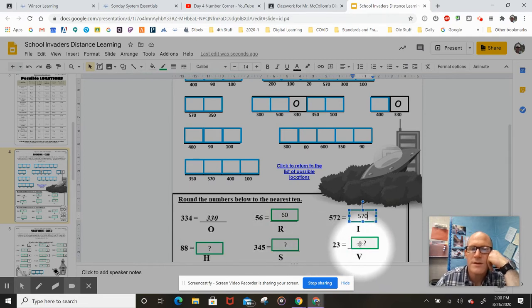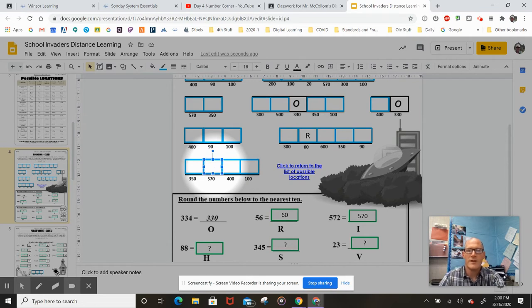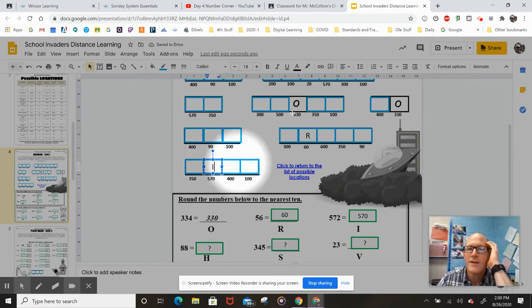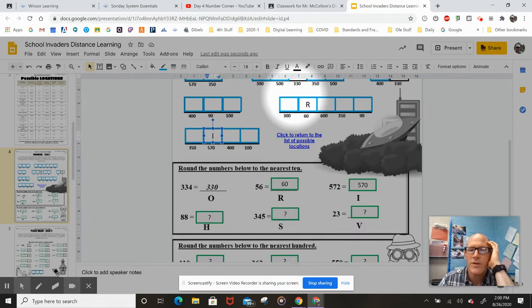And what you would do from here is anytime you see a 60 up here, you'd put a letter R. Anytime you'd see a 570, you'd put a letter I, and so forth and so on. That was the goal, to do the rounding with that worksheet.